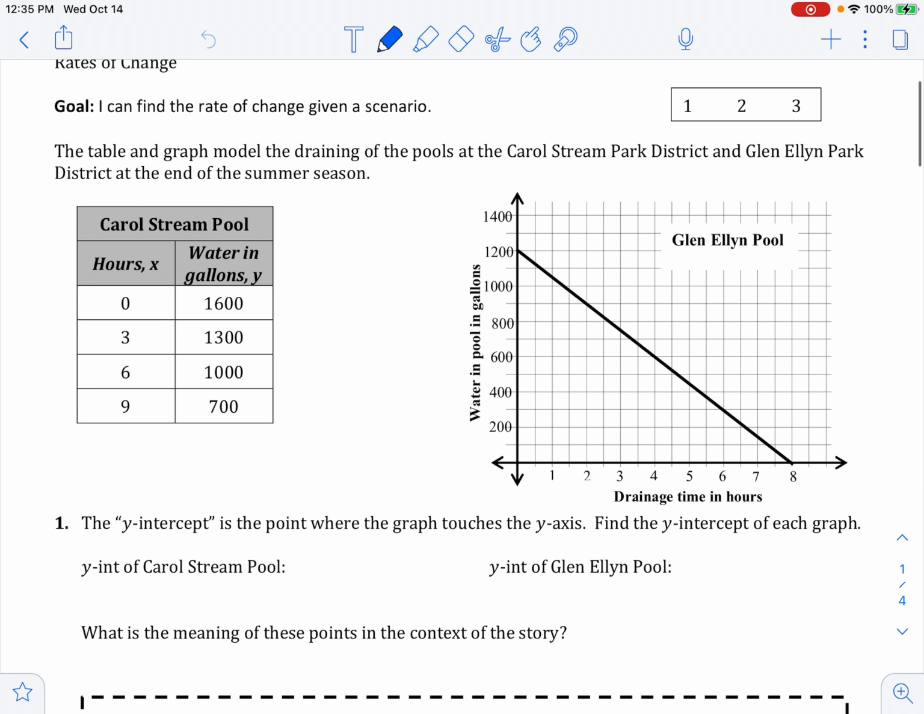So let's start with our first problem here. It says the table and graph model the draining of the pools at the Carroll Stream Park District and Glen Ellen Park District at the end of the summer season. On the left, there's a table for the Carroll Stream pool. The left column is after how many hours have passed, and the right column is the water left in the pool in gallons. That's our X and our Y. On the right is the Glen Ellen pool, in graph format instead of a table.